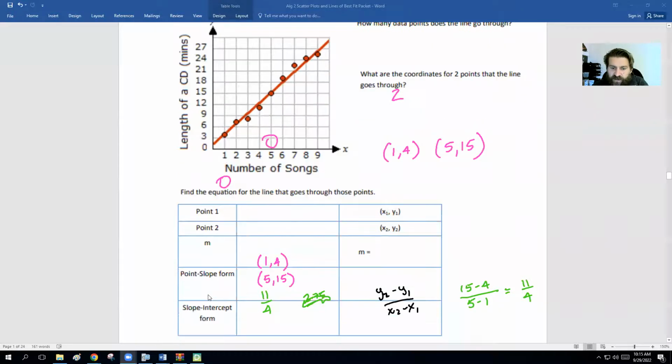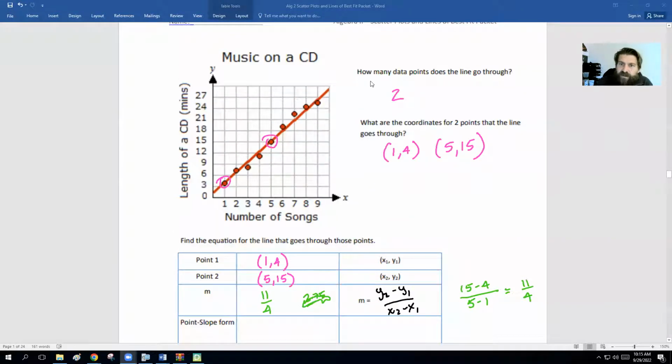Point slope, we're not going to use that, but we could use slope intercept form at the bottom there to figure out what the equation of this line is. So we just take one of our 2 points.